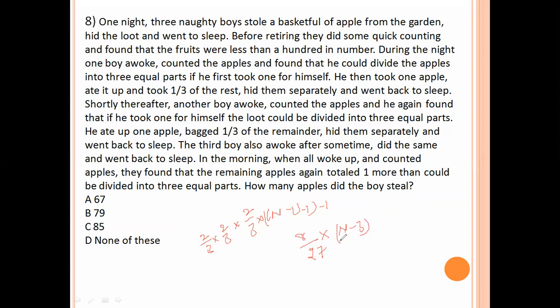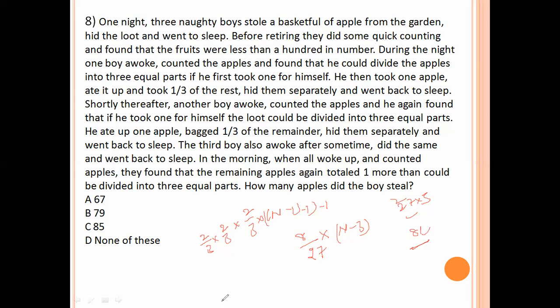So which value satisfies this condition? We check that one. 67 minus 3 is 64. 64 is not divisible by 27. 79 minus 3 is 76. 27 3 is 81. This is also not satisfied. So 85 minus 3 is 82.